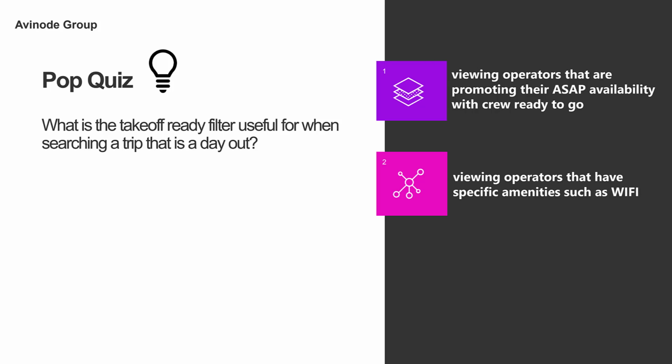All right, before we proceed to the next part of this webinar, we have a little pop quiz for you all, and you'll see in about 10 seconds a little poll appear on the right-hand side of your screen, which is what you can use to submit your answer. The question is, what is a takeoff ready filter useful for when searching for a trip that is a day out? You have 2 options that you can select from, so I'll give it a few seconds to give you all a chance to participate.